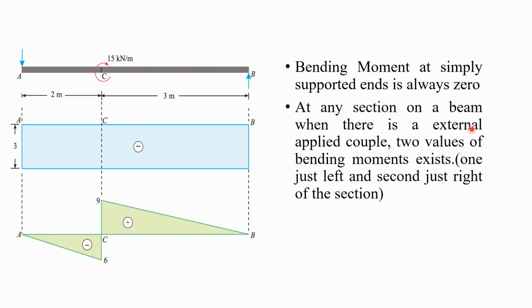And at any section on the beam, when there is an externally applied couple, then there are two values of bending moment, one just left of the section and one just right of the section. You can see this in this bending moment diagram.